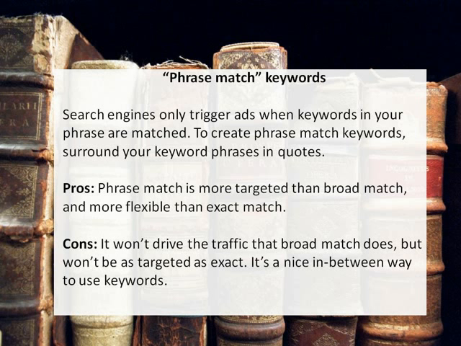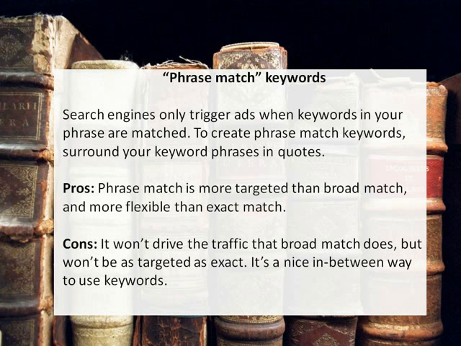A little bit narrower in focus, and probably the in-between as far as the focus of the different keywords, is the phrase match. Search engines will only trigger phrase match keywords when the ads and the phrase that are put in as a keyword match. To create those keywords when you implement them into the keyword buying interface tools in those search engines, you simply put quotations around the particular keyword. The pro of that is that phrase match is definitely more targeted than the broad match, and it's a little bit more flexible than exact, which we'll go into in a minute.